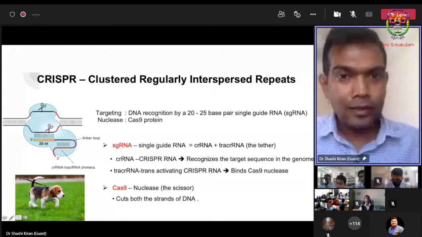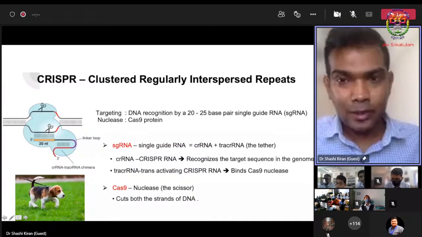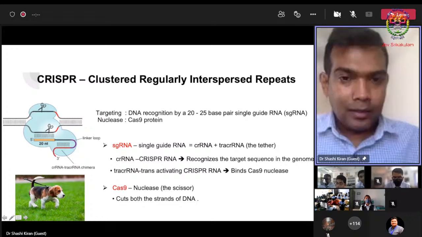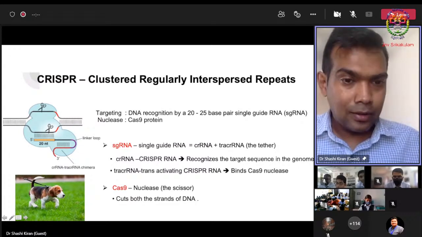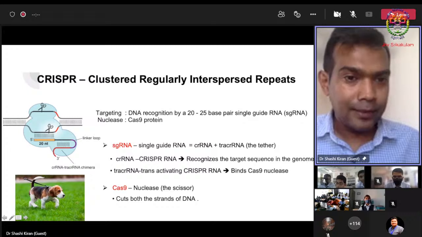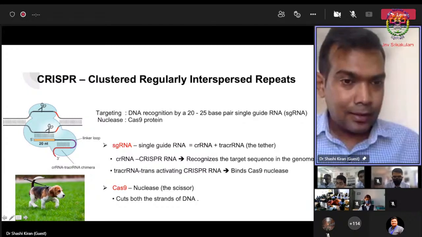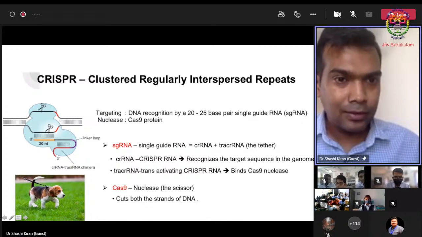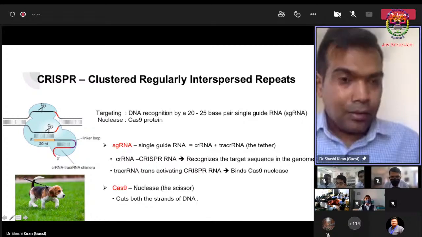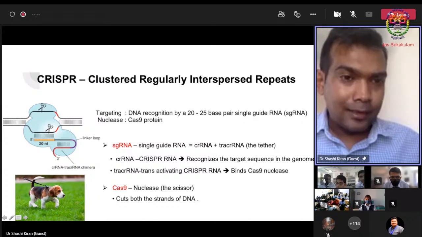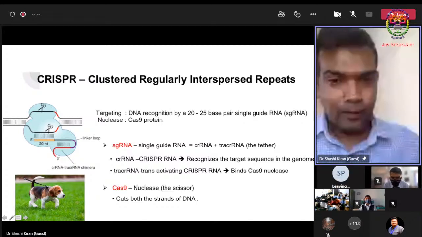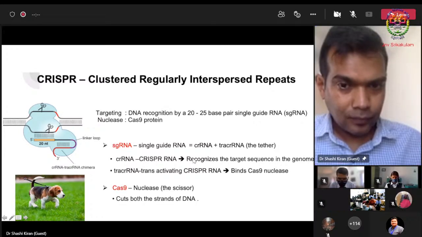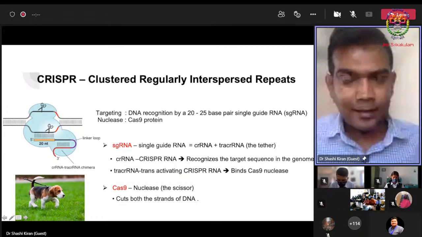CRISPR stands for clustered regularly interspaced repeats. Each of these words has a scientific meaning. I'm not going into it, but just giving you a first exposure to what this technique is. It behaves like scissors, and you know DNA has 2 strands, and it cuts both the strands, and it can cut exactly where we want. It has 2 components: a guide RNA, which is an RNA, and a protein called Cas9. The guide RNA acts like a tether.